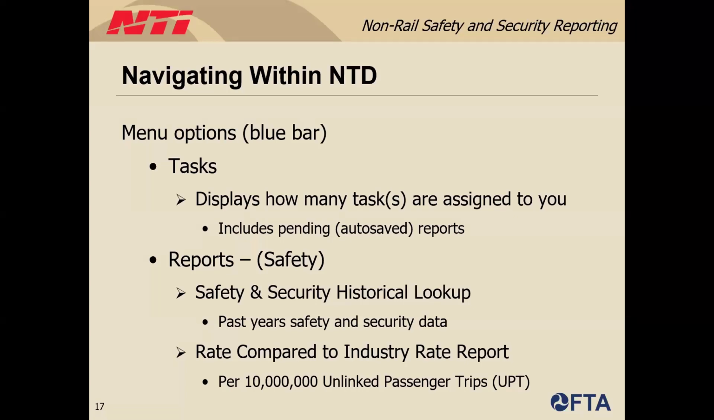The Reports tab will display reports that are available to you. First, click on the category. In this case, it would be safety. There are two reports you can find helpful here. One is the Historical Lookup Report to review your safety and security data reported in prior years. Another report is the Rate Compared to Industry Rate Report, which will compute and compare your agency incident, injury, and fatality rates against the industry average per 10 million unlinked passenger trips.